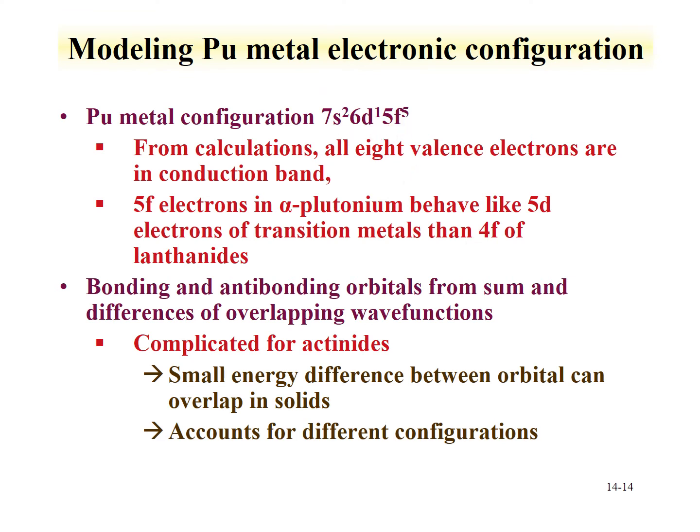The bonding and anti-bonding orbitals from the sums and differences of the overlapping wave functions are complicated for the actinides. And again, the small energy differences between the orbitals can overlap in the solids, and this is what accounts for the different configurations, and it's just manifest for the actinides at plutonium metal.